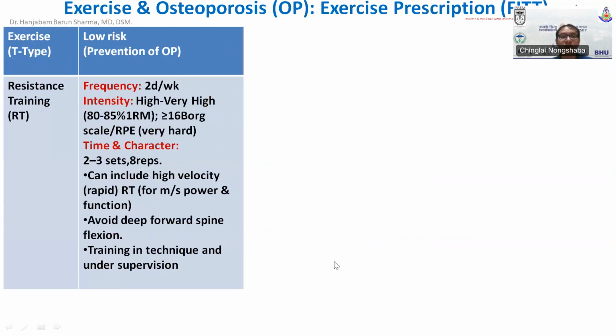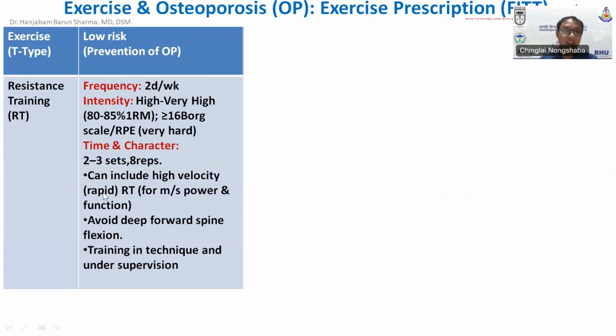So let's talk about the resistance training for low risk: twice, 2 days per week. Intensity can be high to very high, that is 80 to 85% of the 1 RM. And if you see the RPE, that is the rating of perceived exertion on the Borg scale, equal to or more than 16 on the Borg scale can be targeted. Time and characteristics of this exercise: we can target 2 to 3 sets of 8 repetitions.